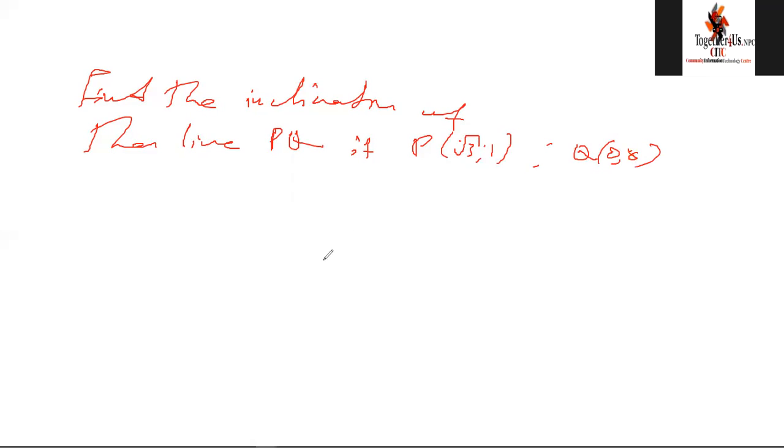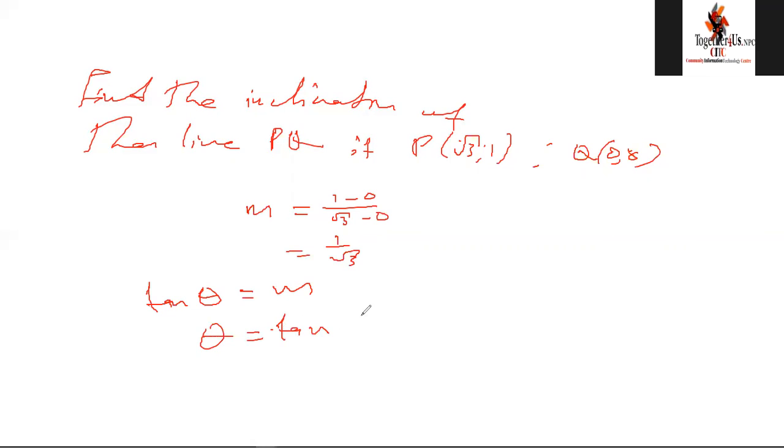So the first thing, obviously, guys, that we've got to do is to find the gradient. And if we're going to find the gradient, we know it is change in y over change in x. So this is going to be 1 minus 0 over square root of 3 minus 0. And this is just 1 over square root of 3. And then to find the inclination, we know tan theta is equal to m. We have just found m. So theta is actually arctan, right, of what? 1 over root 3. And I hope you know your special angles. This is 30 degrees. Simple as that.